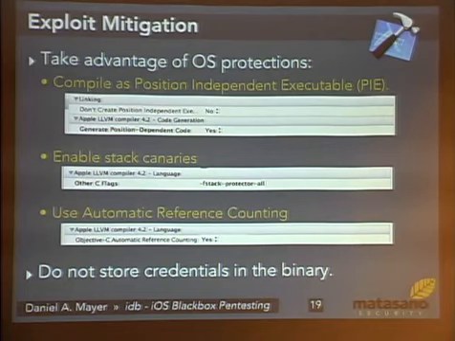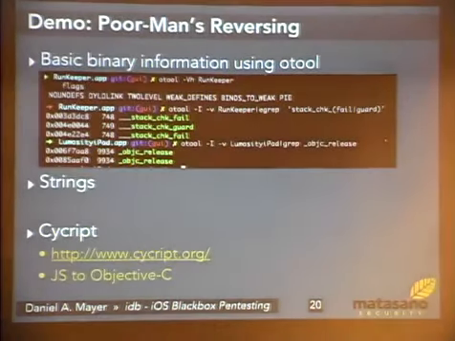Automatic reference counting has been in there since iOS 4, and that actually takes care of all the pointer magic for you. So if you free an object, or you free it twice accidentally, you can avoid that. If you use ARC, you don't have to worry about use after frees and double frees and things like that. And again, don't store credentials in the binary. So let's look at a second demo.